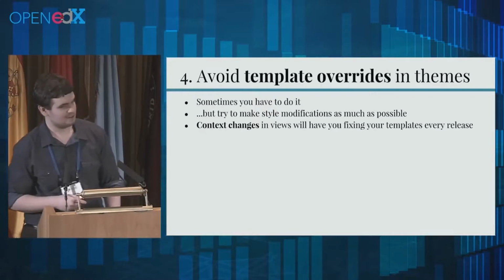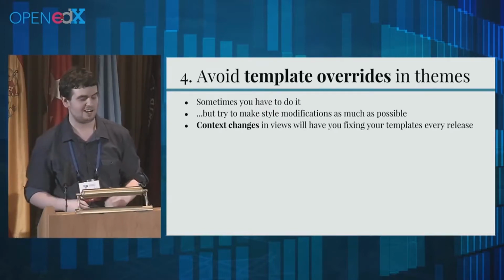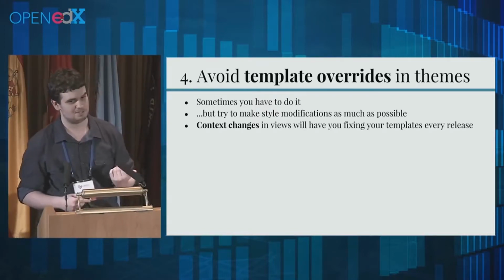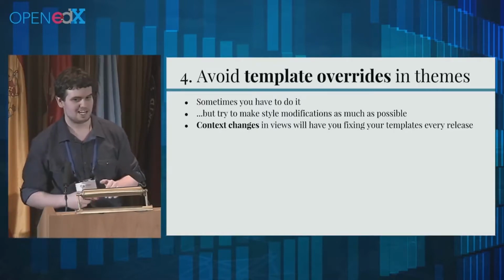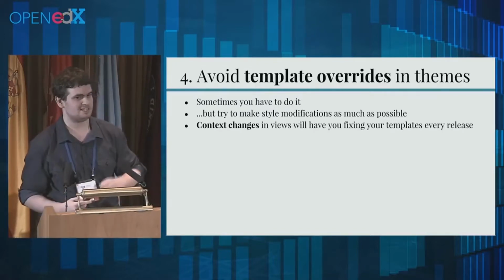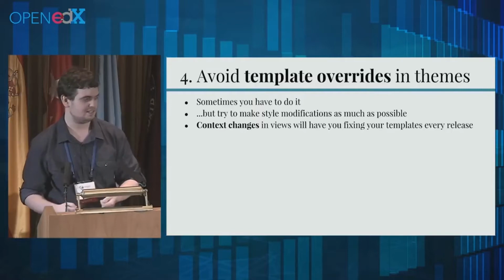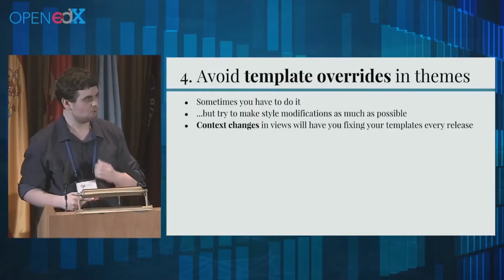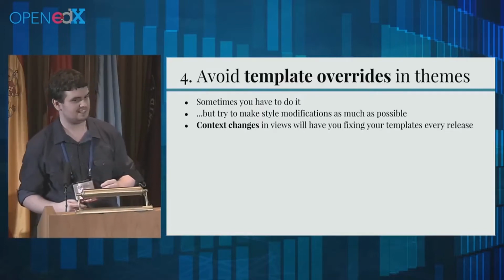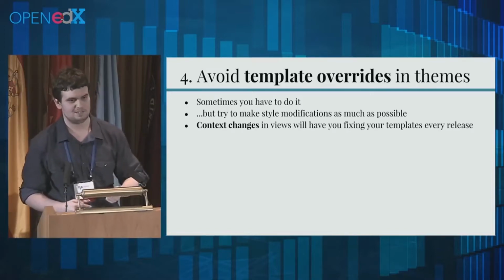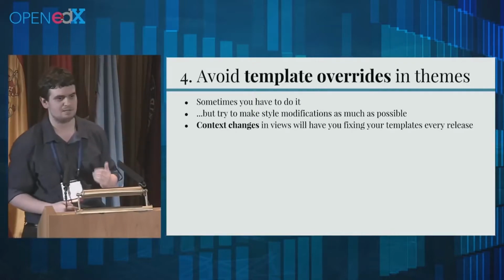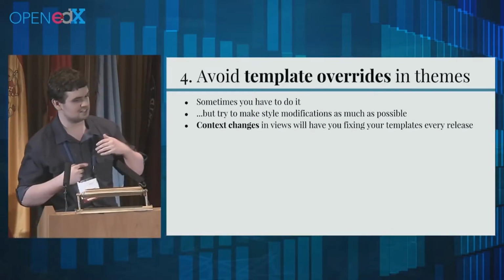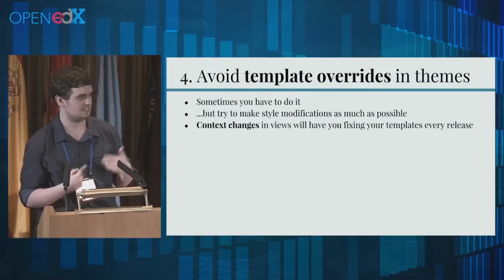Okay, so number 4 is avoid template overrides at all costs when you're working with custom themes. You kind of have to do it sometimes, but it's really in your best interest to keep it to a minimum, because every single time you add another template override, what you're doing is essentially adding another chance that when you do a named release upgrade, those templates are going to break because the context getting passed down to the template from the view is going to change, and you're just going to get 500s when you visit those pages.